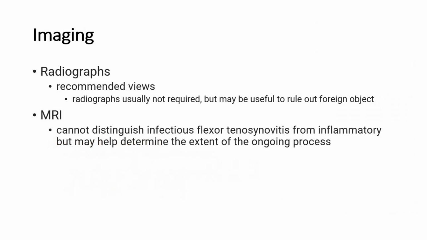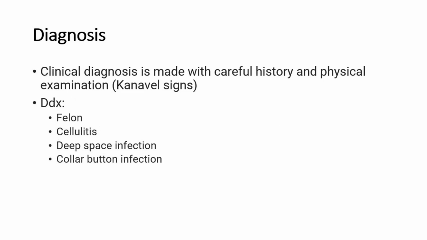For imaging, radiographs usually not required, but may be useful to rule out foreign object. MRI can be done, but cannot distinguish infectious flexor tenosynovitis from inflammatory, but may help determine the extent of the ongoing process. Clinical diagnosis is made with careful history and physical examination by looking for the Kanavel signs. Differentials include felon, cellulitis, deep space infection, and collar button infection.